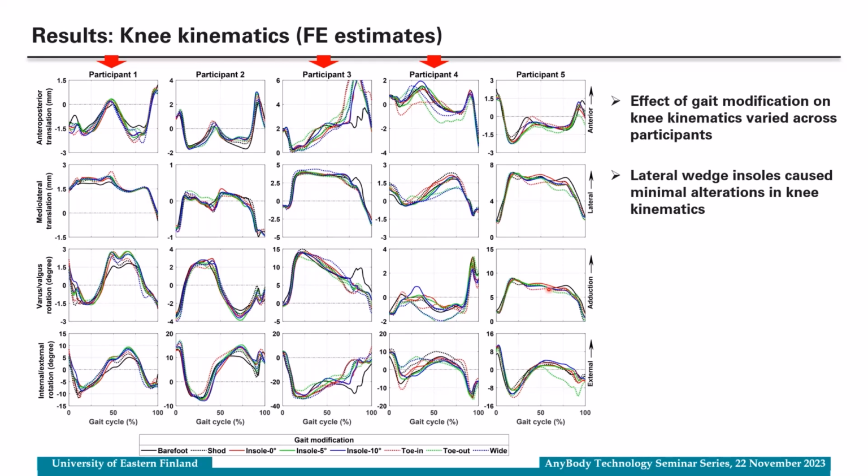And in line with the literature, also what we observed was that these lateral wedge insoles, although they are still used considerably by clinicians, we didn't observe that much of a difference when using lateral wedge insoles compared to, for instance, shod walking, and also compared to the rest of the modifications. So here the lateral wedge insoles are the color lines and the solid color lines. So what we observed from the kinematics was that the gait modifications showed the potential to effectively alter the knee kinematics.